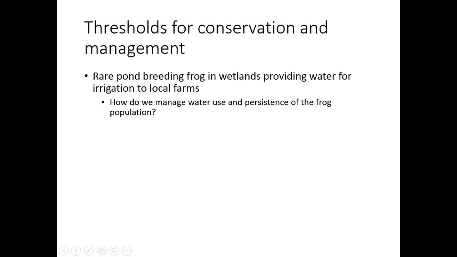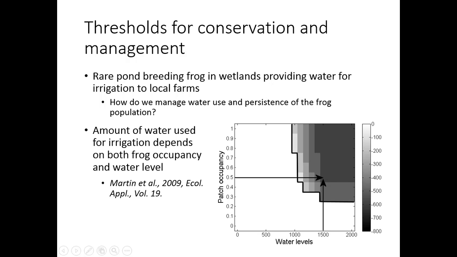Occupancy modeling can be used to determine thresholds for conservation and management decisions. Consider a rare frog that breeds in wetlands that are used to irrigate farmland. How do we manage water use and persistence for the frog population? Going through the process in the previous slide, we can develop a decision matrix that shows the amount of water used for irrigation depends on both frog occupancy and water level.